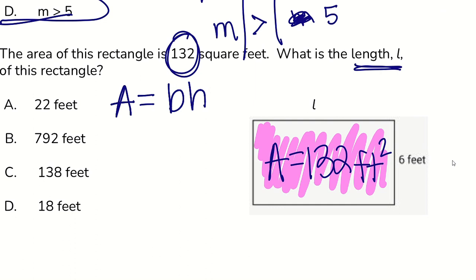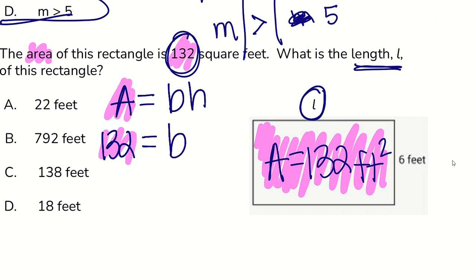Okay, so now I'm going to plug in the things that I know. I know area is 132, so everywhere I see an A, I'm going to put in 132. Then I've got my base, which we don't know. That's my length, the bottom. They just put an L there, so I'm going to leave that as base. And then we've got our height, which they told us in the picture. What's our height? 6. So everywhere I see H, I'm going to plug in 6.